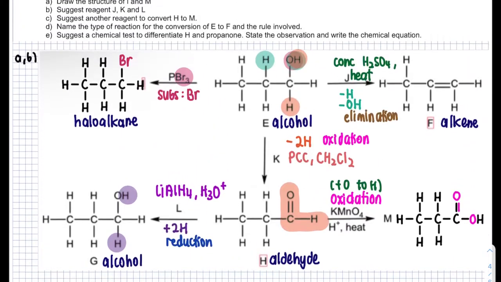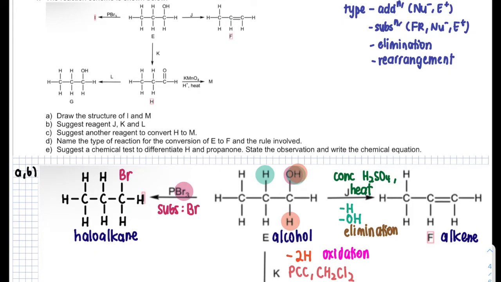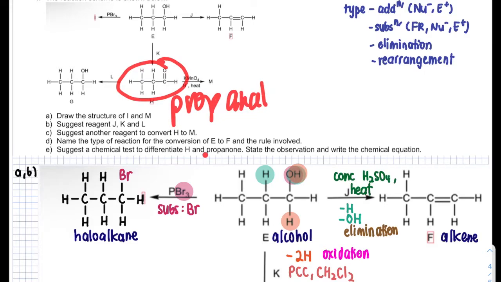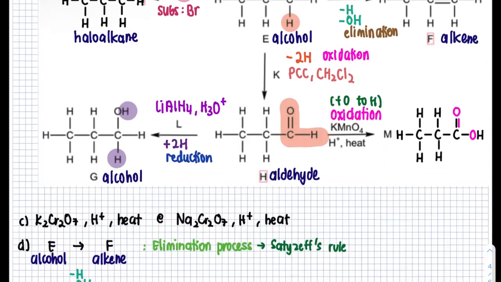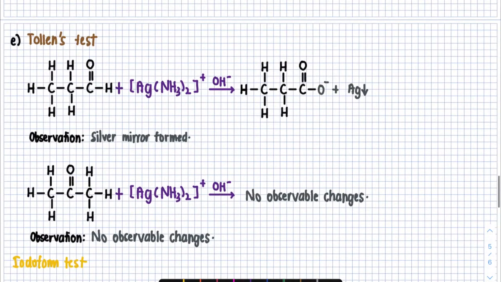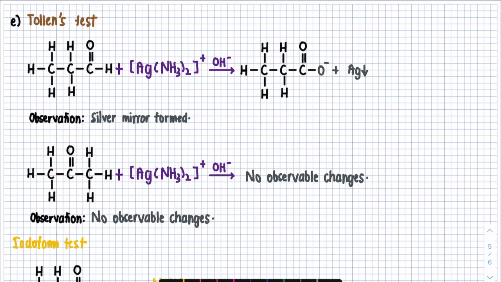Okay, last but not least, it asks here, suggest a chemical test to differentiate H. H is actually this one. H is our propanal. It asks for propanal and propanone. State the observation and write the chemical equation. So this one has 2 possibilities. First one is Tollens' test. Tollens' test is the easier one for us to do. Okay, so this is our propanal.